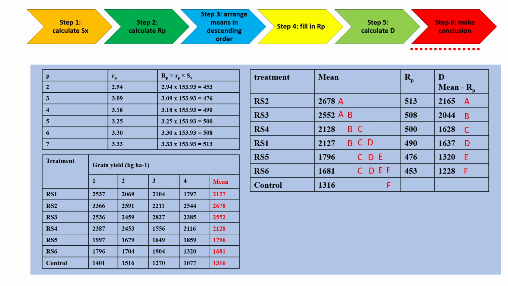So it means that RS2 is significantly different compared to control because your control doesn't harbor any alphabet A and your RS2 doesn't harbor any alphabet F. So therefore they are significantly different. But RS4, 1, 5, 6, they are all the same. RS1, 5, 6, they are the same. RS5, 6, they are the same.